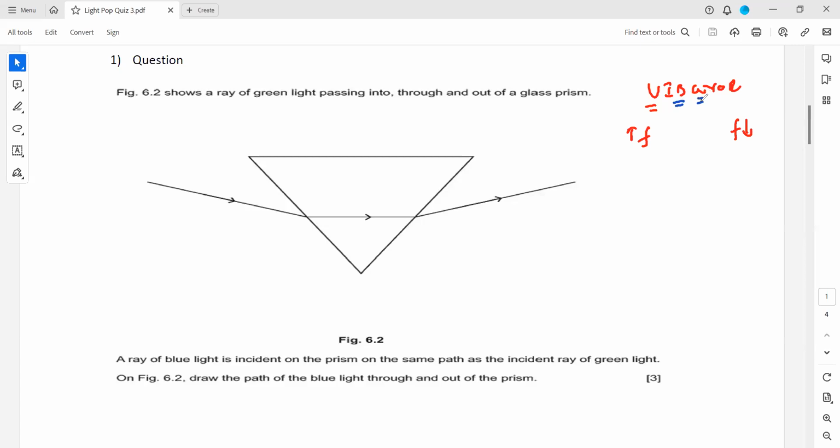So when we compare the blue light with the green light, blue has a higher frequency than green. So blue should bend more than green. So how do we complete the path? The moment it enters, it will bend, like it is spread from the green and then further spread. So this is the path which you have to draw. It shows that the bending of blue is more.